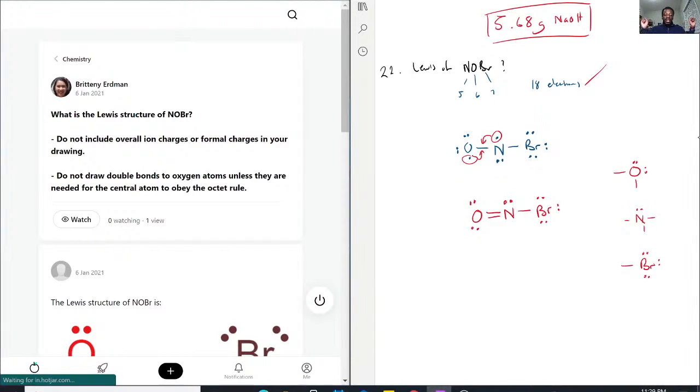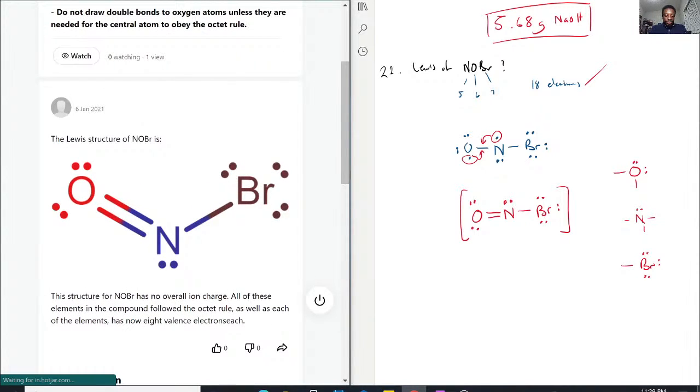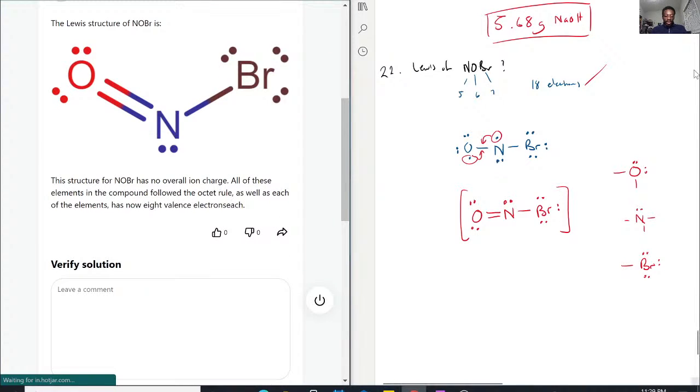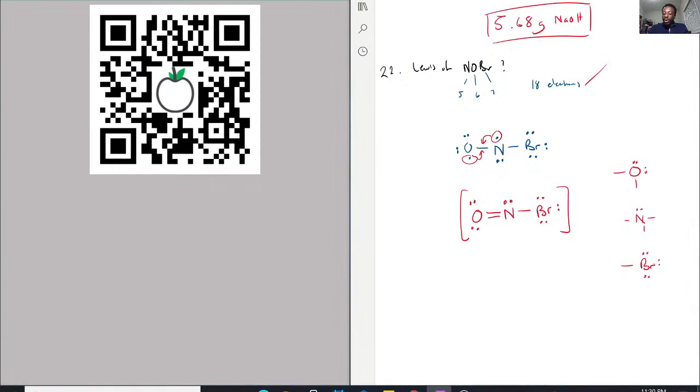So with that being said, there are no ion charges or formal charges in this drawing because everything has a formal charge of 0, and the oxygen needed a double bond with nitrogen so that they could obey the octet rule. With that being said, this is my Lewis structure for NOBr. Let's see how we did. Perfect. That's exactly what I want to see. So this is correct. That's what we wanted to see. And let's move on to question number 23.